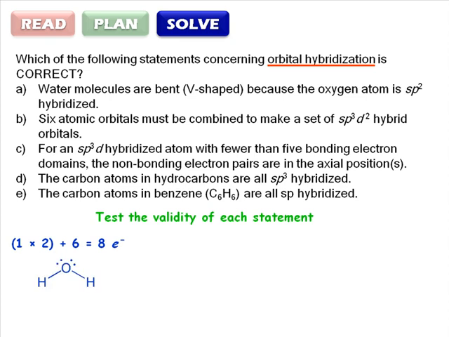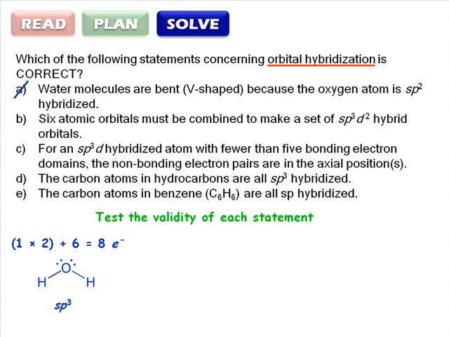There are 4 electron domains, which means the oxygen atom must have 4 hybridized orbitals. To get 4 orbitals, we need 1 s orbital and 3 p orbitals. That means the hybridization is sp3, not sp2. So before we even check the shape of the water molecule, we know that this one is false. Let's move on to answer B.